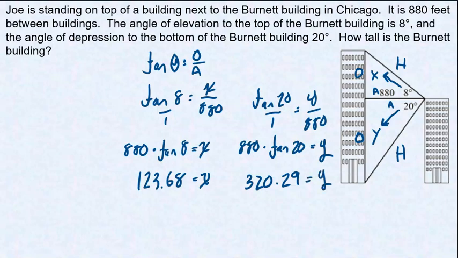So now I got these two answers, and just like before, I'm going to add them together. So 123.68 plus 320.29 is 443.97. So this here length is 123.68, and then y, the length of that, is 320.29.